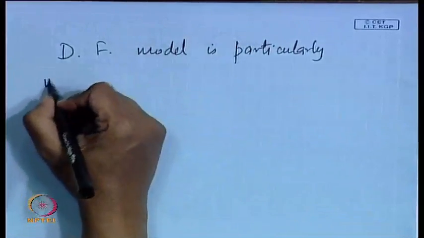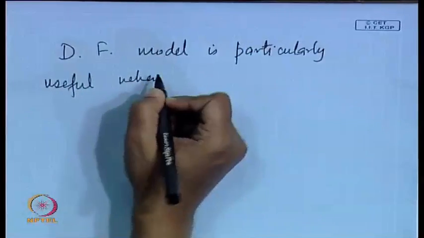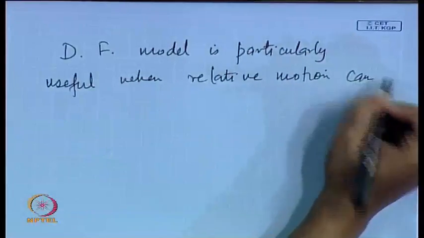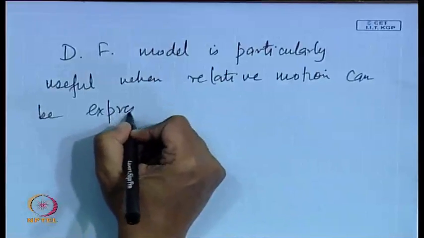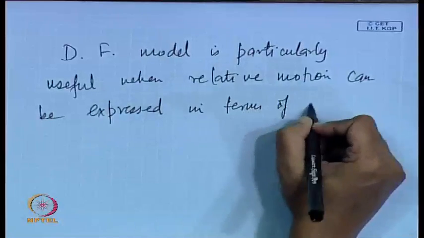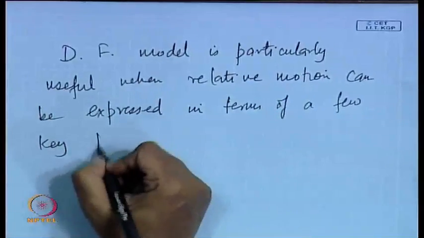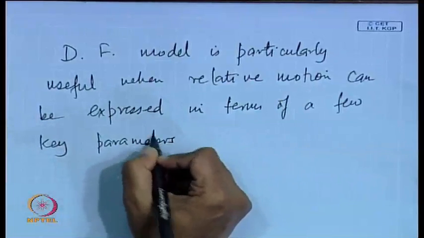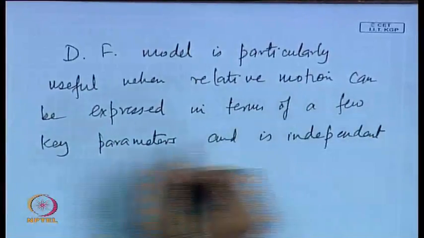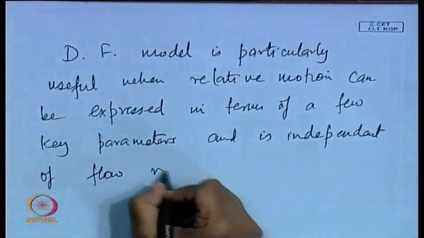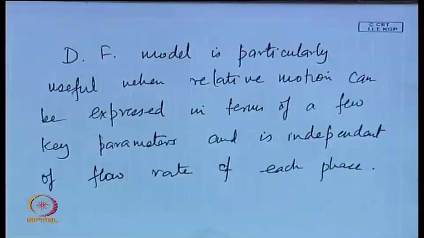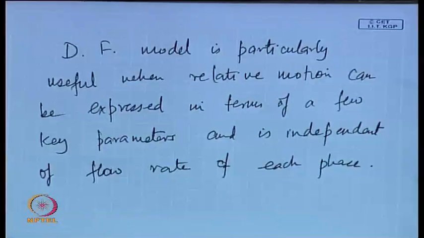The drift flux model is particularly useful when the relative motion can be expressed in terms of a few key parameters and is independent of the flow rate of each phase. So this is one particular way by which we can do it.